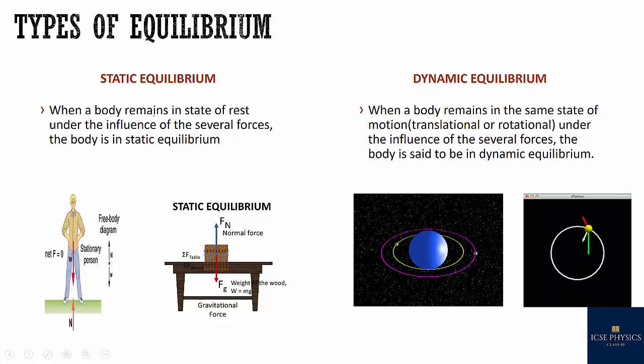First, static equilibrium. When a body remains in a state of rest under the influence of several forces, the body is said to be in static equilibrium. Let's see this example first. This example is a book example. What happened? A book is placed on the table.